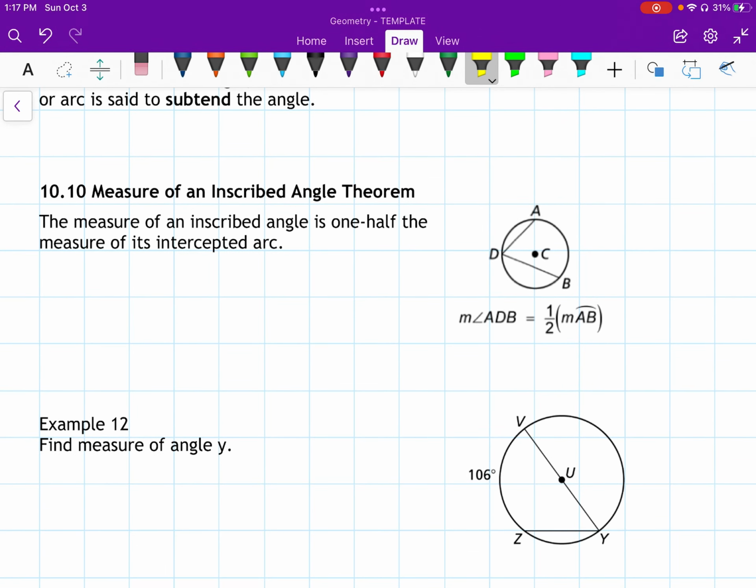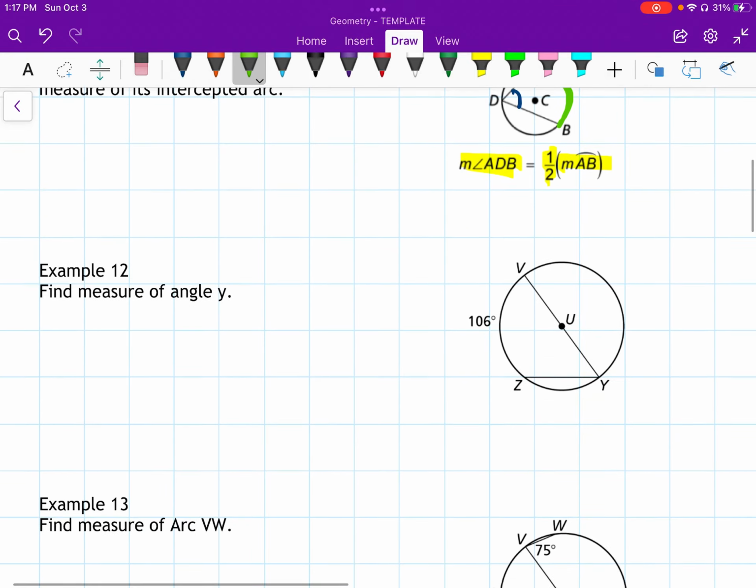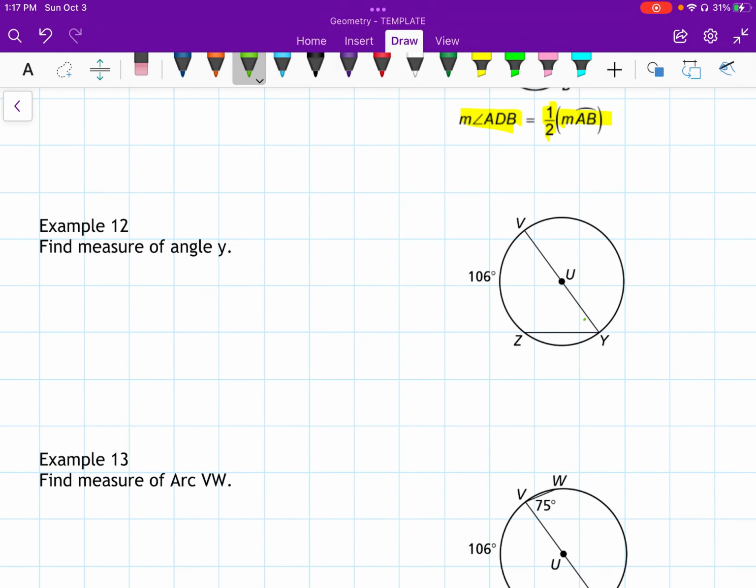10.10, measure of an inscribed angle theorem. The measure of the inscribed angle is 1/2 the arc, right? So the measure of this angle is 1/2 of the arc right there. Example 12, we're trying to find that angle there. Well, that's going to be 106 divided by 2, right? Because y is an inscribed angle, which is 53 degrees.